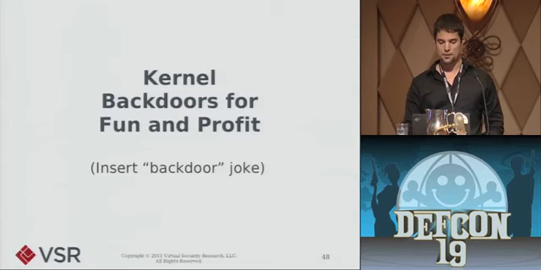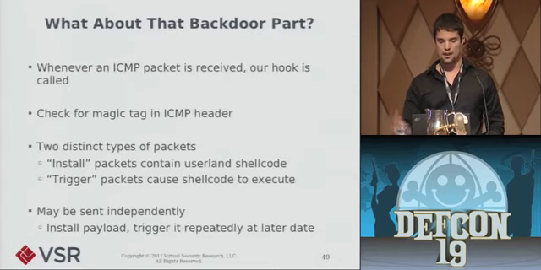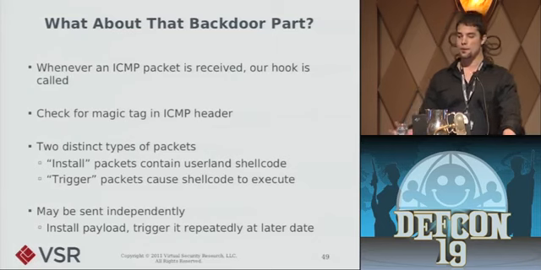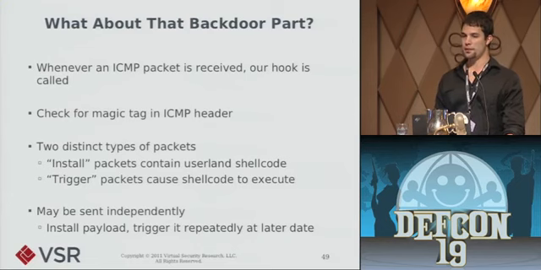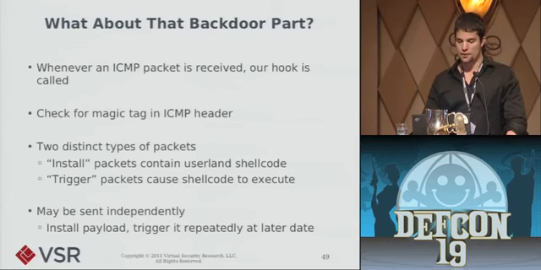Next, we're going to talk about the backdoor. So now, at this point, whenever an ICMP packet is received, our hook that we put in kernel memory is going to run. Now we want to talk about what that hook's going to actually do. The first thing it does is check for this arbitrary magic tag that I just made up in the ICMP header. And I decided that I wanted to have two distinct kinds of packets to handle.